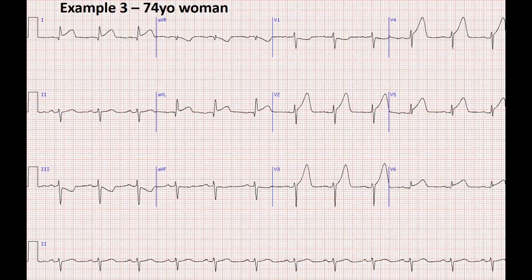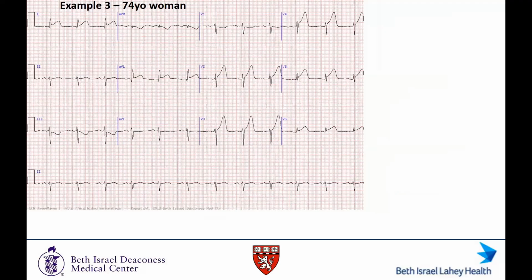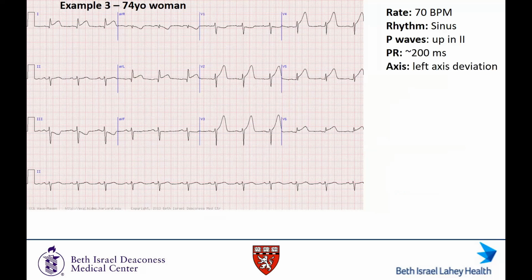Thank you. And third example, we have a 74-year-old woman. We can just assume all these patients are presenting with chest pain or nausea, dyspnea, diaphoresis. So you can pause and continue when you're ready. Starting with rate, 70 beats per minute, looks pretty regular. It's sinus based on our P waves here. PR interval is borderline, 200 milliseconds. We have left axis deviation, up in 1, down in 2.